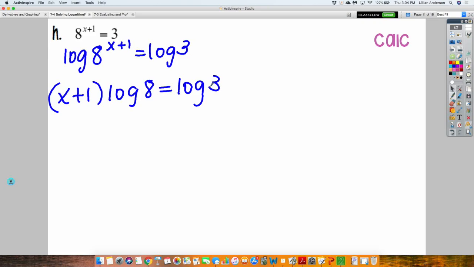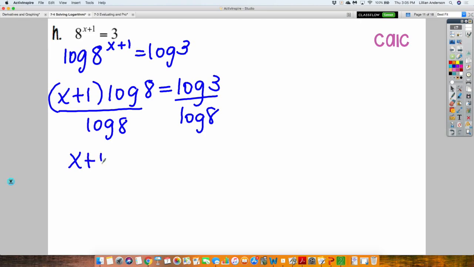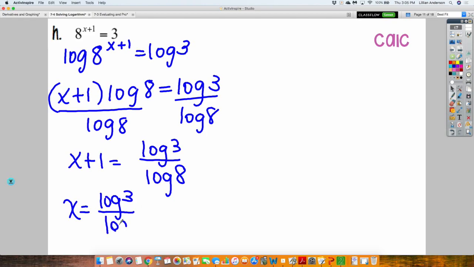To solve for x, how can I get rid of that log base 8? Divide it. If I divide both sides by log of 8, I get x plus 1 equals log 3 over log 8. And then I subtract 1 from both sides to actually solve for x. And I just looked up and I saw that I have calc here, so I do want you guys to use your calculator to get this answer. Can you guys type this in for me and get an answer?